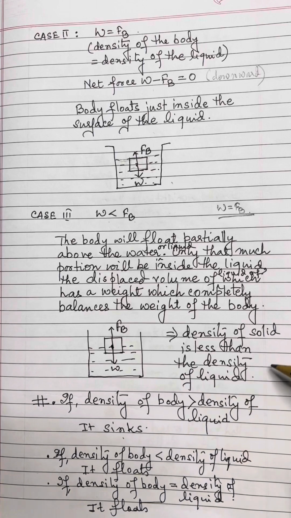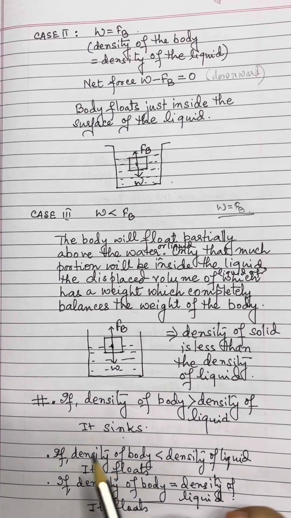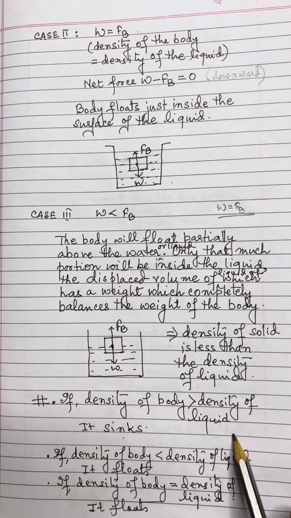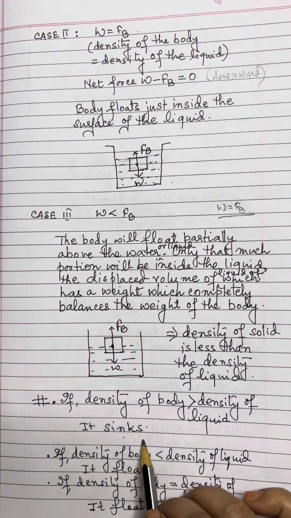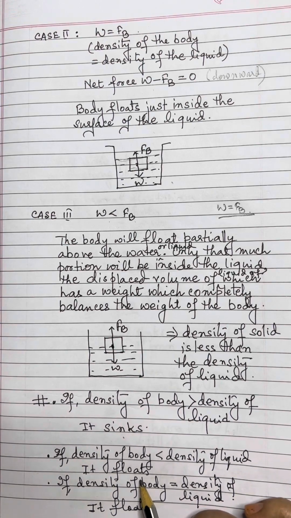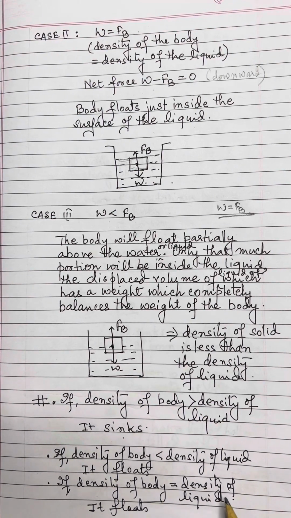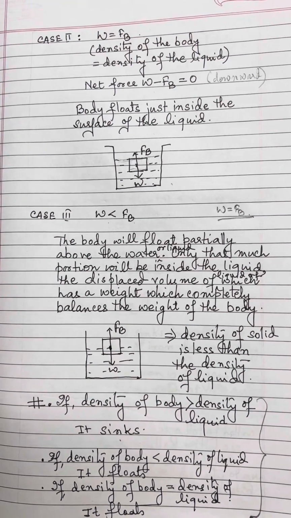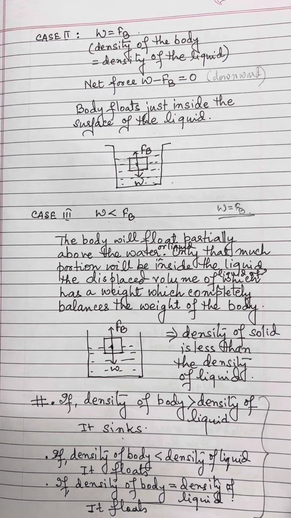This case arises when the density of the solid is less than the density of the liquid. Now let us see, there are certain important takeaways over here. The first important takeaway is, if the density of the body is greater than the density of the liquid, then it sinks. If the density of the body is less than the density of the liquid, then of course it floats. If the density of the body is equal to the density of the liquid, then also it floats. So these are the three important takeaways from these discussions.